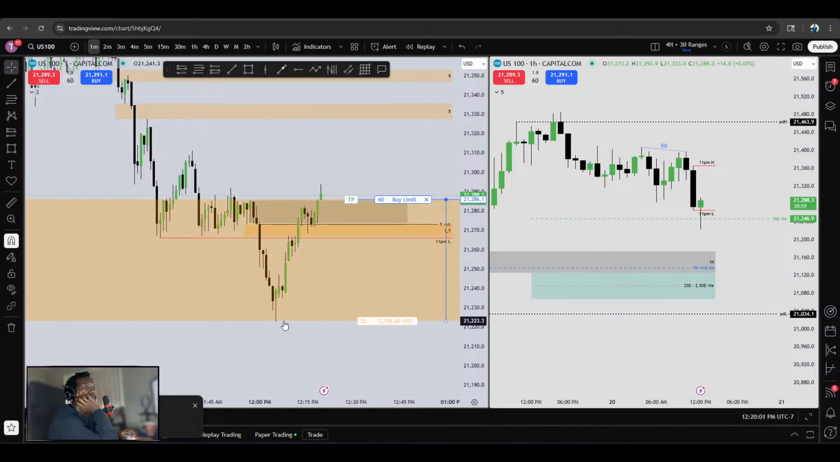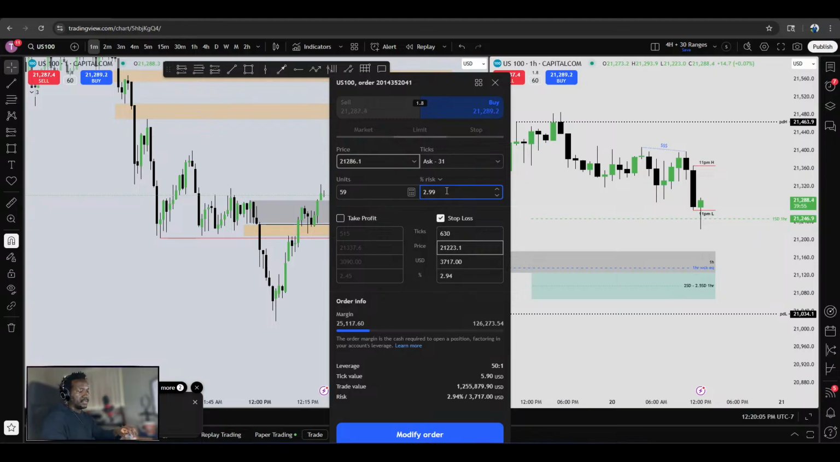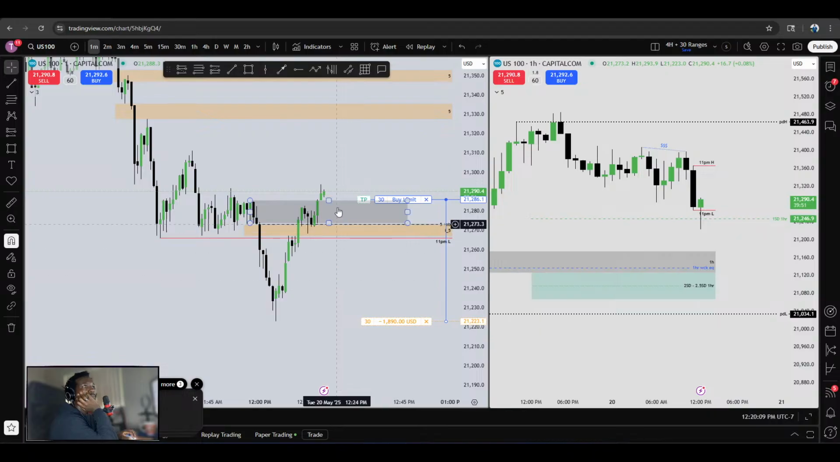Let's see how much we're risking. We're risking too much. 2.9%, no way. I'll just do 1.5. That's better. Alright, so that buy limit is set on that side. I need to see us come and touch this zone again.